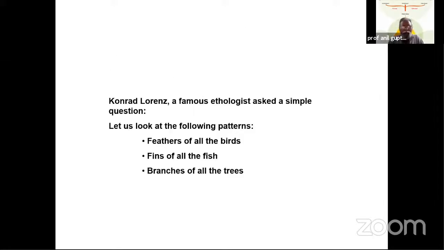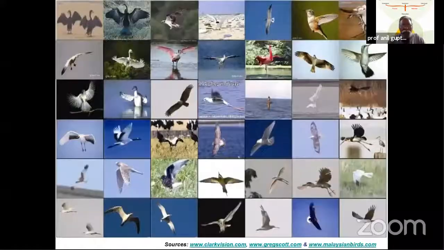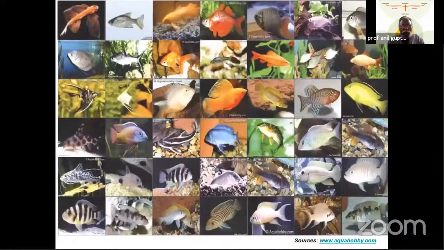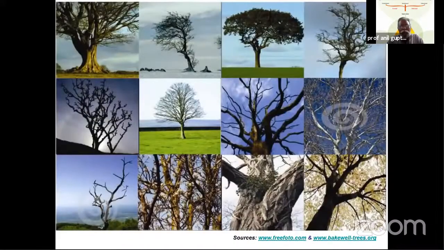I was telling you about Konrad Lorenz, and these were the three slides that I had made based on a paragraph in his book. Look at the feathers, look at the fins, as I told you, and also look at the branches. Now, one of you mentioned that branches sometimes go upward. Well, you can see the angle from either side. That's up to you from which side you look at it.